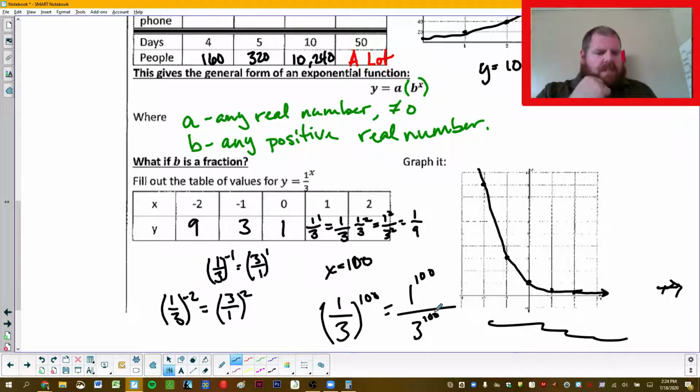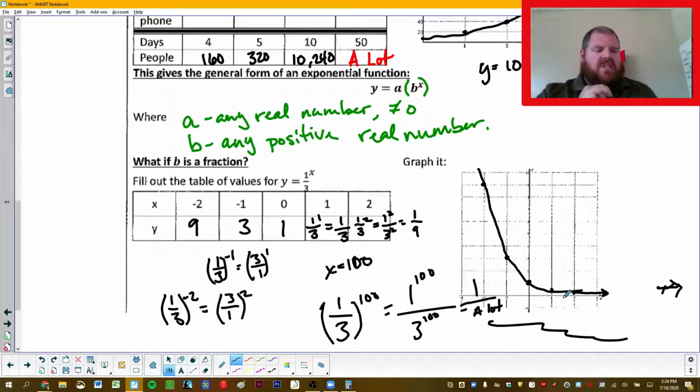In order for this fraction to be less than 0, something here has to be negative, and are either one of these going to give a negative answer? They're not. 3 to the 100 is just a really big number, 1 to the 100 is 1. So I have 1 over a lot. So that's a really small fraction.